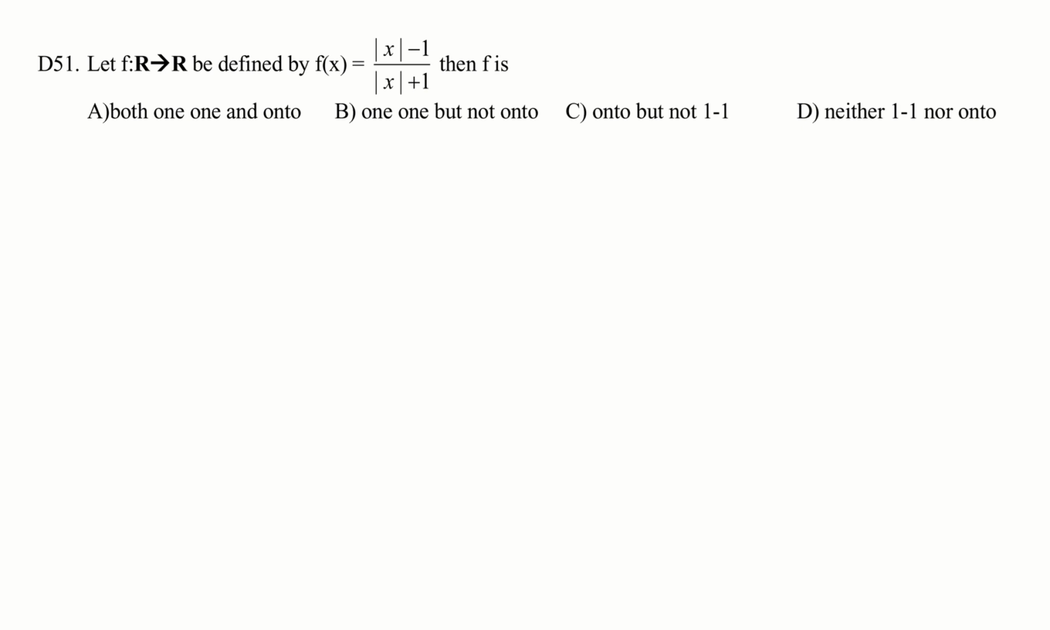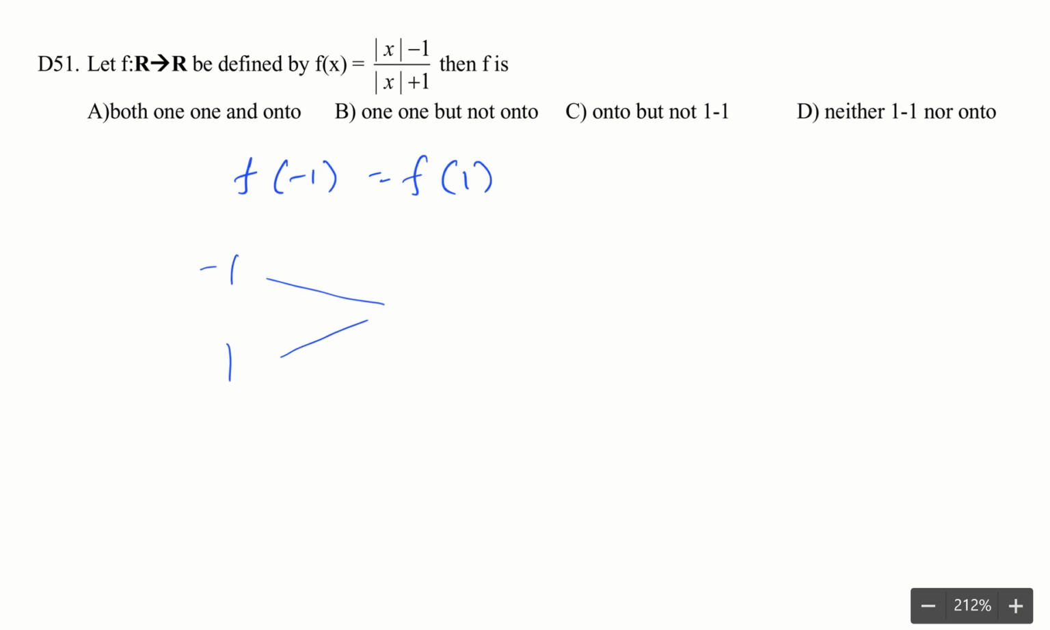In this problem, you can see that f of x is an even function. For example, you have f of minus 1 is equal to f of 1. That means both minus 1 and 1 are mapped to the same element, namely, in this case it is 0. Therefore, it is not a 1-1 function.